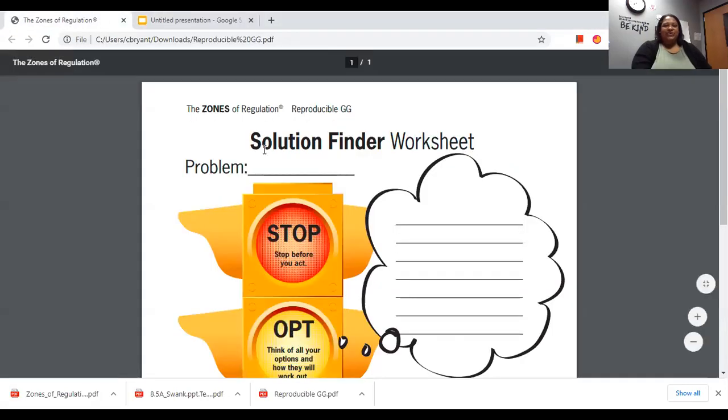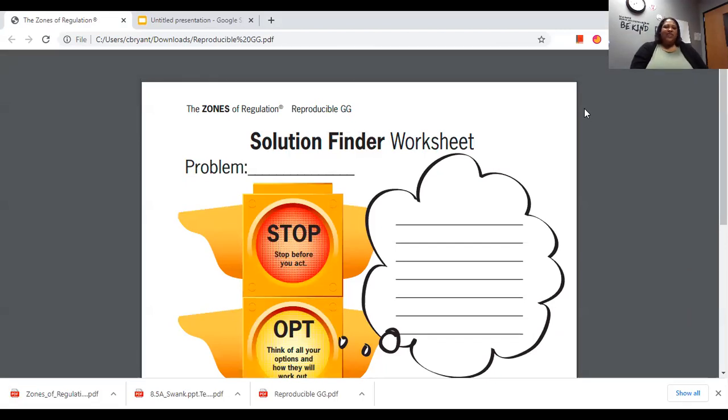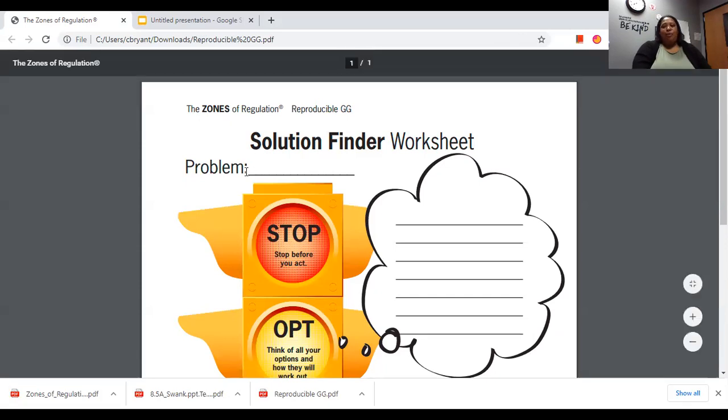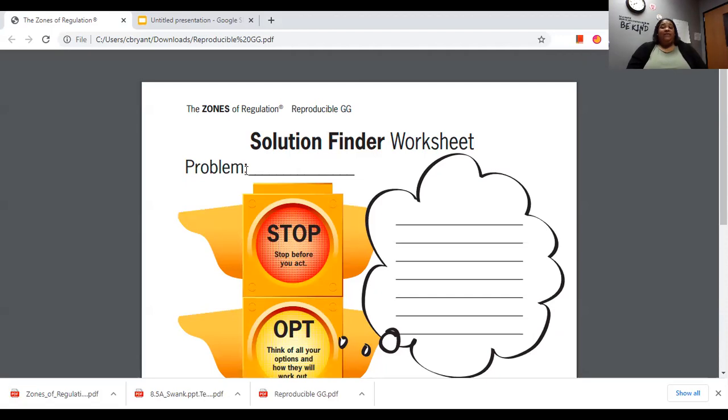Okay, next you see the Zones of Regulation Solution Finder worksheet. At the top you see problem. Today I'm going to give you a problem. You can work with a family member or by yourself to decide on the best way to handle this problem. You lost your game. It could be a sports game you're playing, a video game, or a board game.